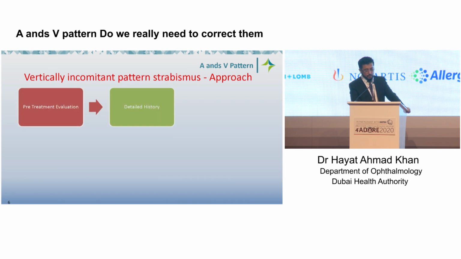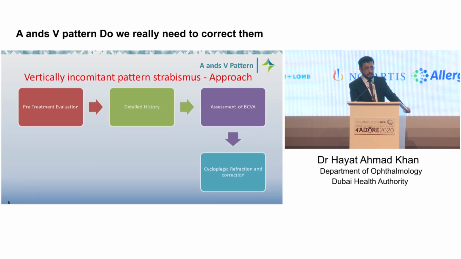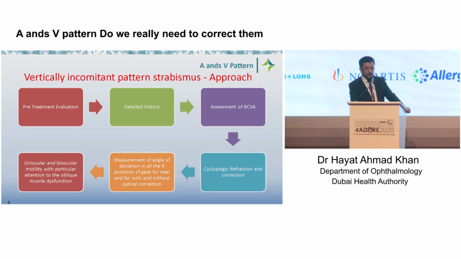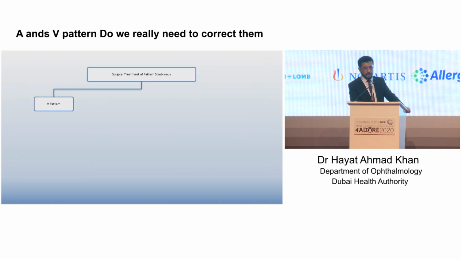So the approach would of course be a detailed history, taking the best corrected visual acuity, cycloplegic refraction, measurement of angle of deviation in all the 9 gaze positions for near and distance with and without correction. And of course, extraocular motilities with special attention to oblique dysfunction, because most of the cases, or I would say the majority of the cases, do have an oblique dysfunction.